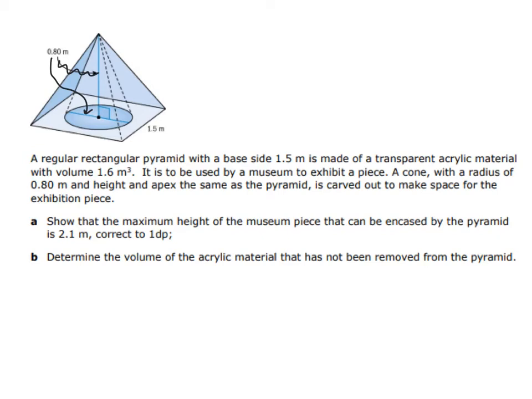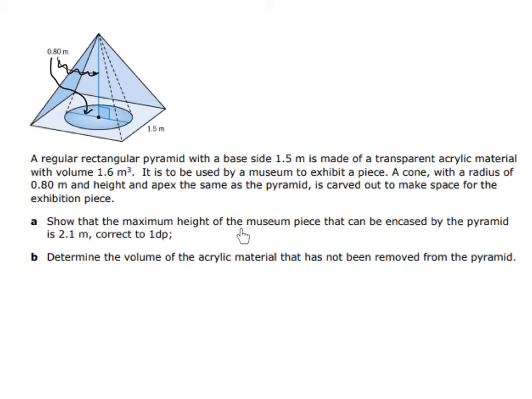Let's see, number 9 says a regular rectangular pyramid. Now a regular rectangle would be a square, so we could call this a square pyramid with base side 1.5 meters, made of a transparent acrylic material with a volume of 1.6 meters cubed. It is to be used by a museum to exhibit a piece. And then it says a cone with a radius of 0.80 meters and height and apex the same as the pyramid is carved out to make space for the exhibition piece. Apex means this vertex.